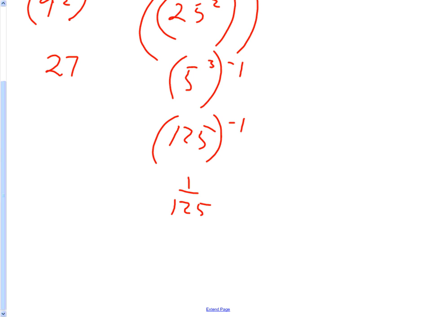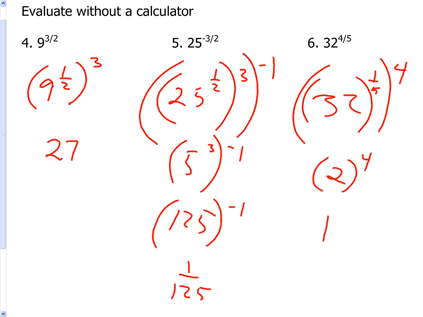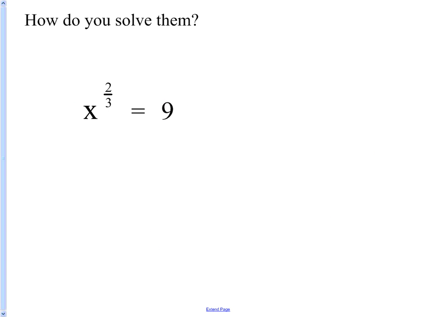Good. And the last one over there, 32 to the 1/5 to the 4th, and that would be 2 to the 4th, and that would be 16. Raise your hand if you had all three of those right. Good. Let's move on to some other weird things.